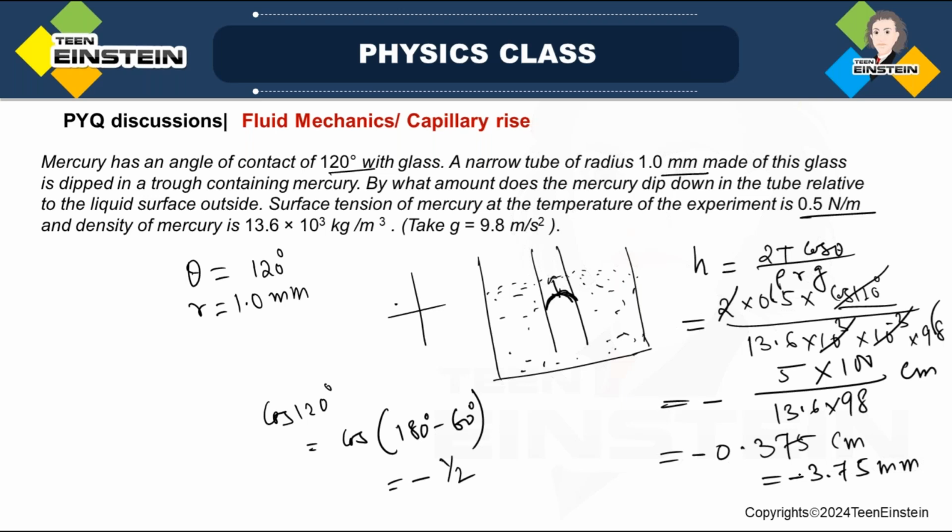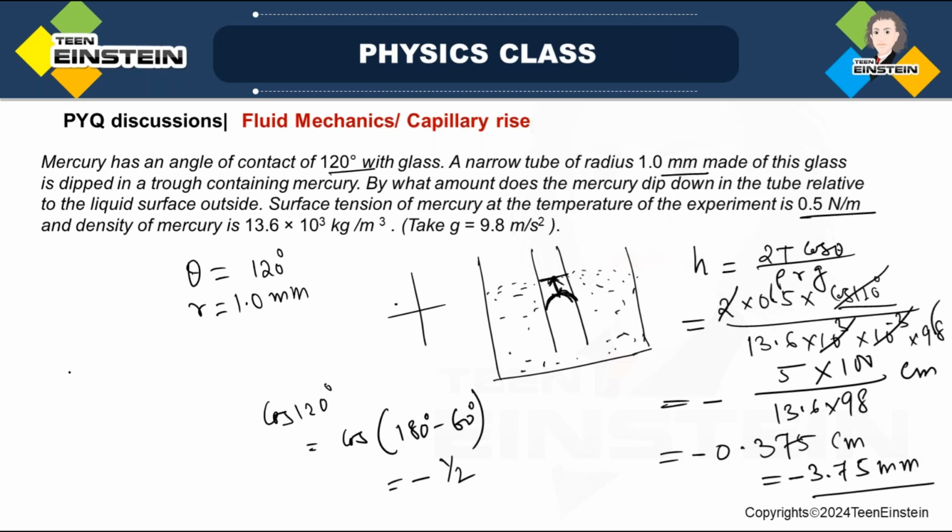Okay, minus 3.75. Why minus? Because I am taking this as reference and this is the height. It gets depressed. So minus 3.75. This minus sign is actually telling you the depression. I have just taken the formula same as the rise, but here we are getting a negative sign. That means it is getting depressed instead of rising.